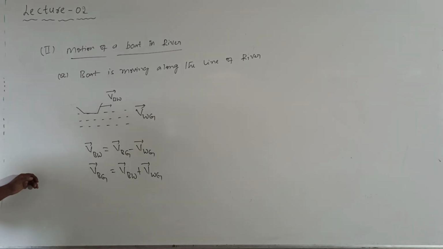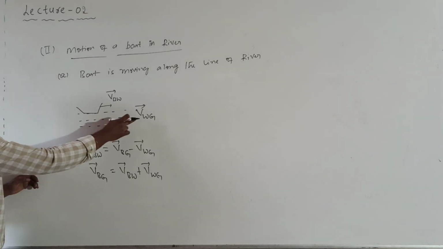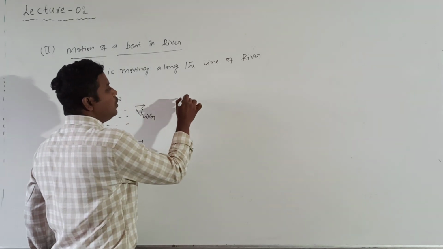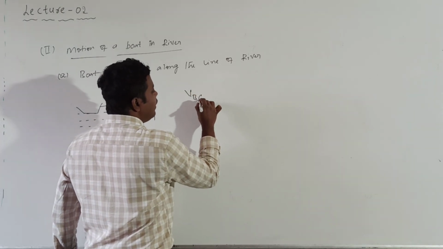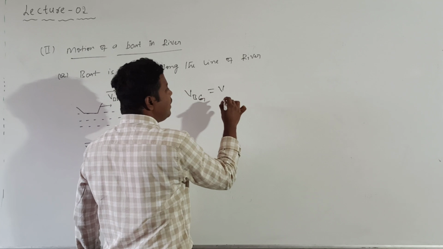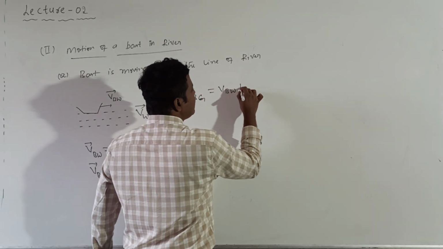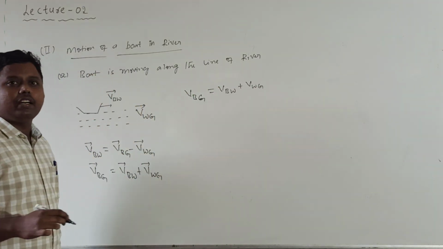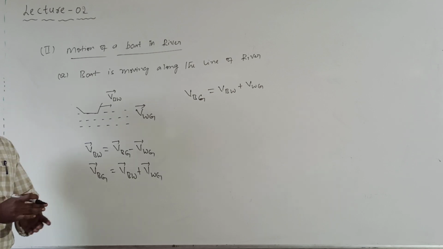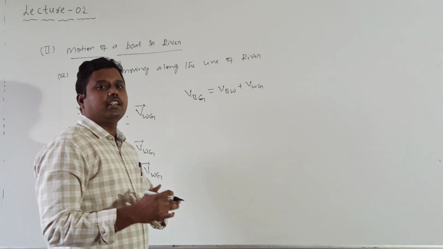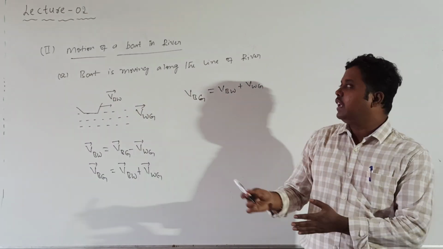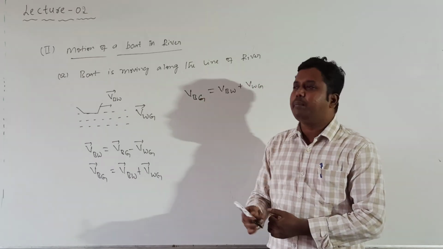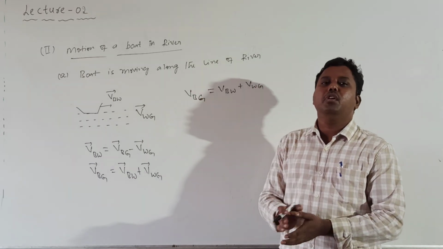For example, if the boat is moving in the same direction as Vwg, if Vbw and Vwg are both in the same direction, then what is the formula for Vbg? Vbg is given by Vbw plus Vwg, the velocity of the boat with respect to ground. When the boat is going along the direction of river flow, water is flowing in the same direction the boat is moving, so the Vbg value will be Vbw plus Vwg.